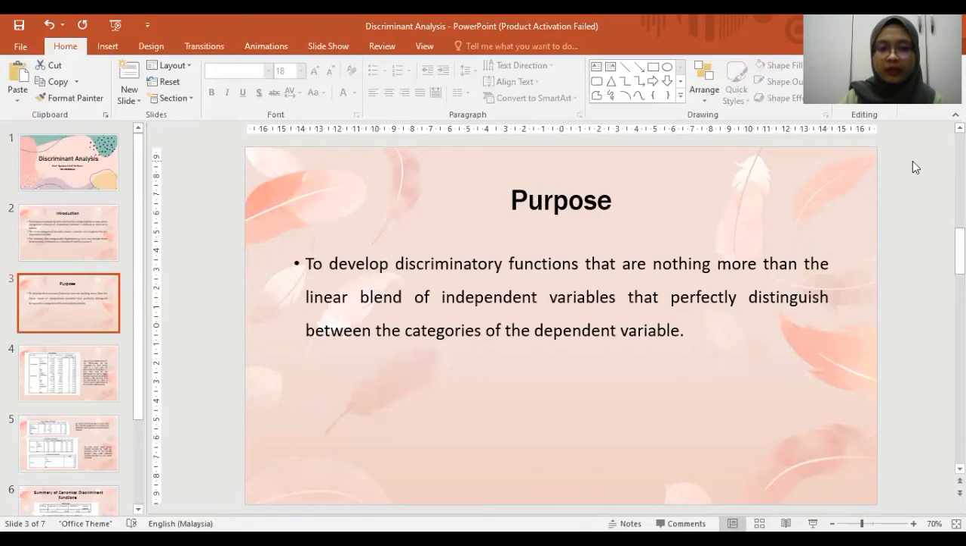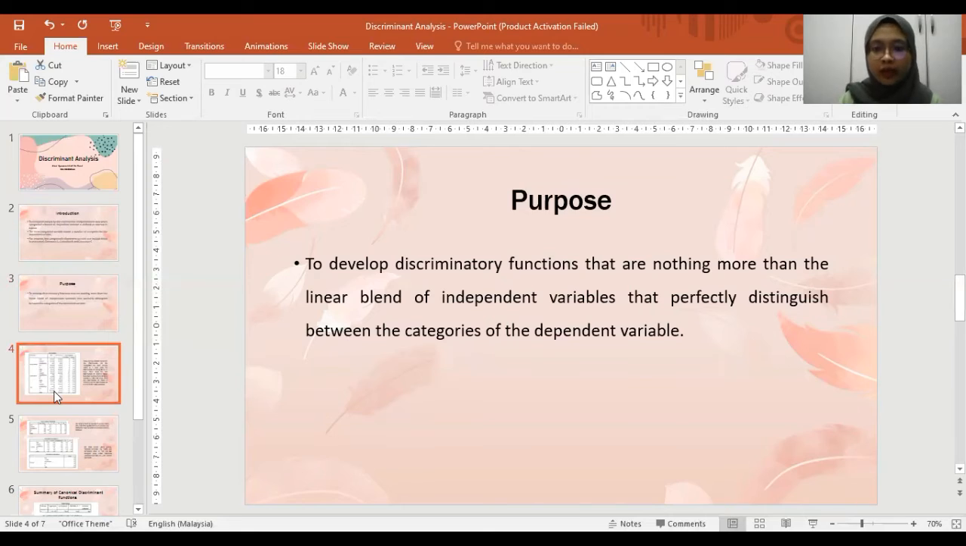The purpose of discriminant analysis is to develop discriminatory functions that are nothing more than the linear blend of independent variables that best distinguish between the categories of the dependent variable. It allows the researcher to examine whether the predictor variables are significantly different between the different groups. The exactness of the classification is also assessed. The number of categories held by the dependent variable is defined for the discriminant analysis.